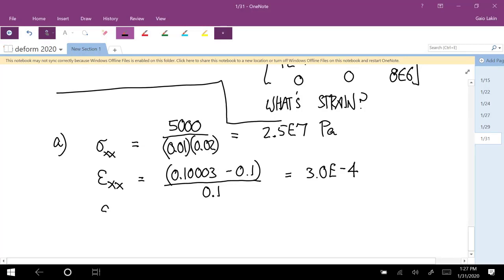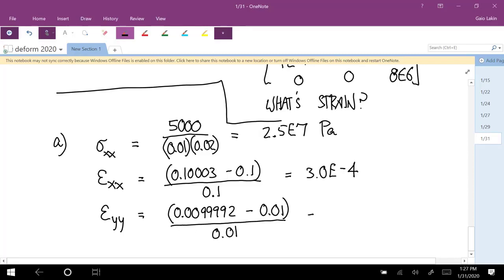And then in the y direction, EYY is the deformed thickness, which is 0.00, then 4 nines and a 2, minus 0.01, divided by 0.01, and you get negative 8.0 times 10 to the minus 5th.